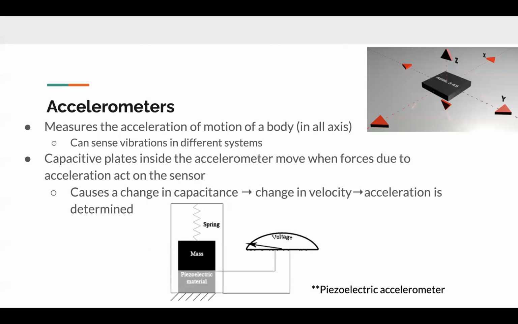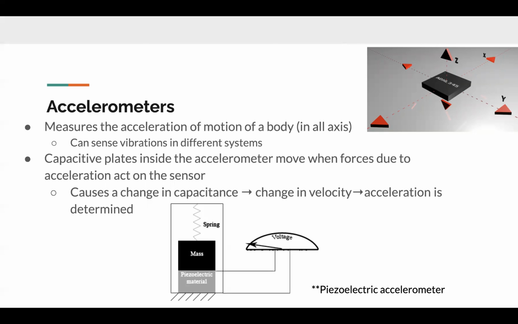Okay, so another type of sensor is an accelerometer. And this basically measures the acceleration of a body in all different axes. So as you see in the image on the right, that is an accelerometer from SparkFun, and it is able to measure where the object is moving on the X, Y, and Z plane.